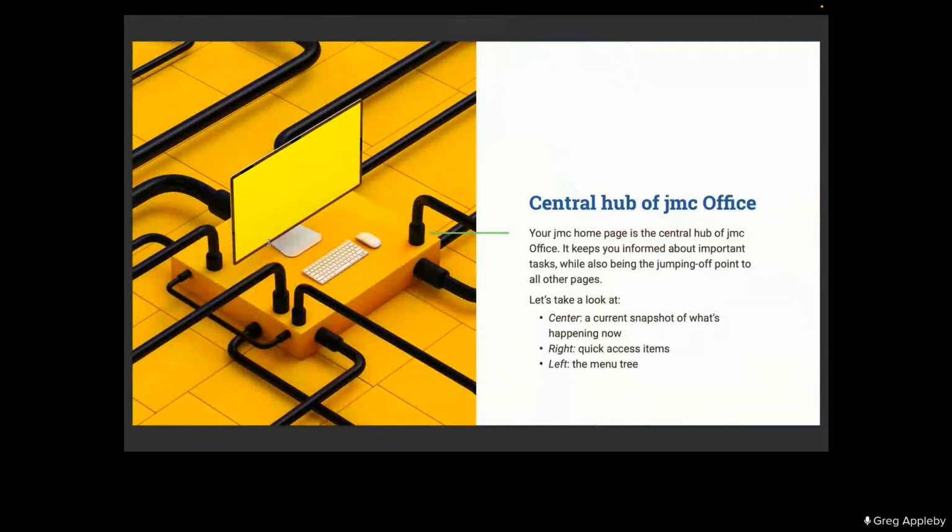Sure, Paul. The JMC Central Hub of the JMC Office. Your JMC homepage is the central hub of JMC Office. It keeps you informed about important tasks while also being the jumping off point to all other pages. Let's take a look at the center, which is a current snapshot of what's happening now, the right, which is quick access items, and the left, which is the menu tree.